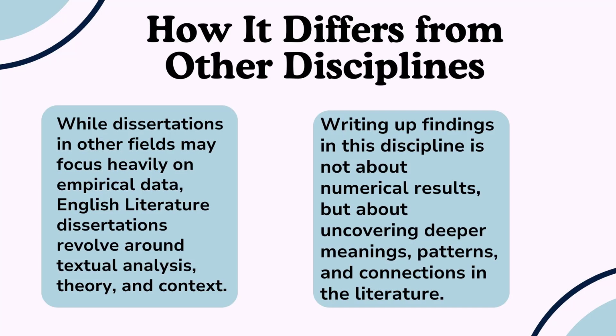How it differs from other disciplines. While dissertations in other fields may focus heavily on empirical data, an English literature dissertation revolves around textual analysis, theory, and context. You are working with literary texts, whether novels, poems, plays, or essays, and applying critical methods such as formalism, psychoanalysis, postcolonialism, feminism, etc. to interpret these works. Writing up findings in this discipline is not about numerical results, but about uncovering deeper meanings, patterns, and connections in the literature.